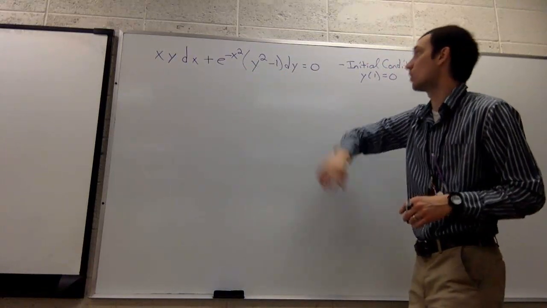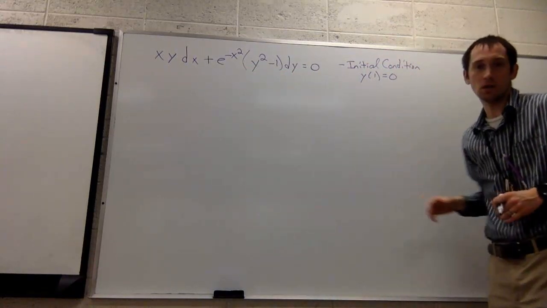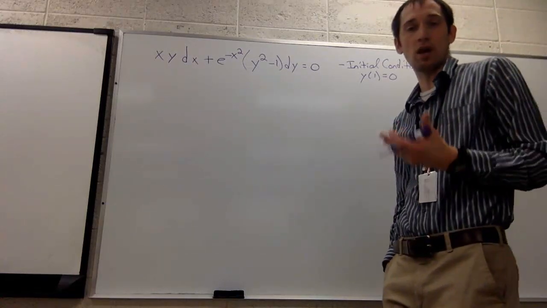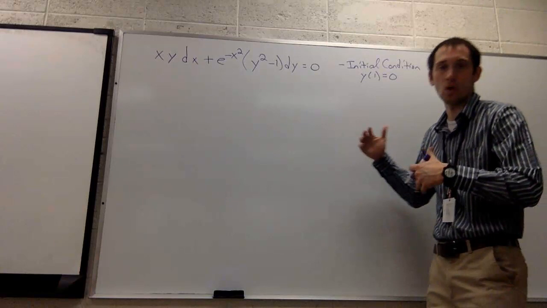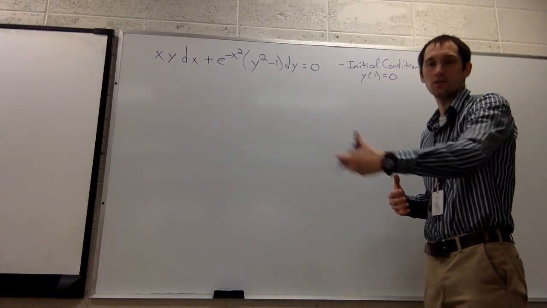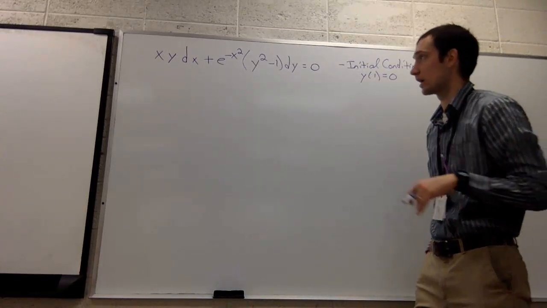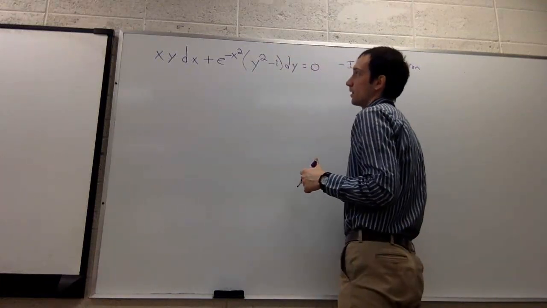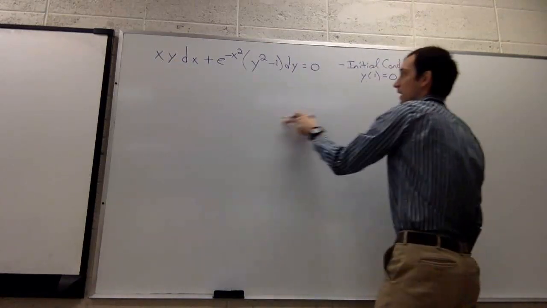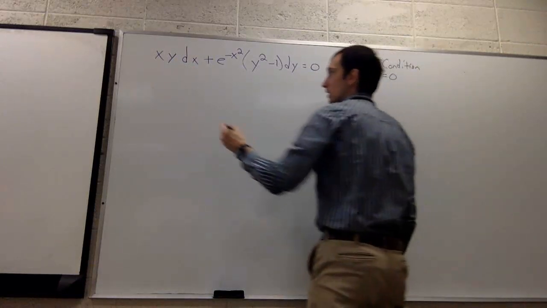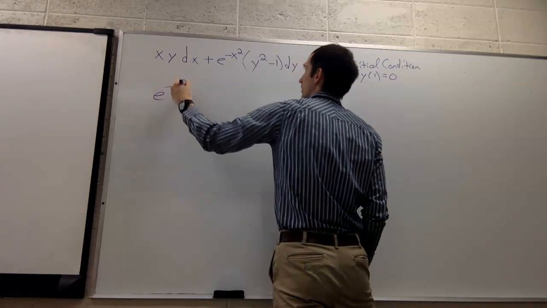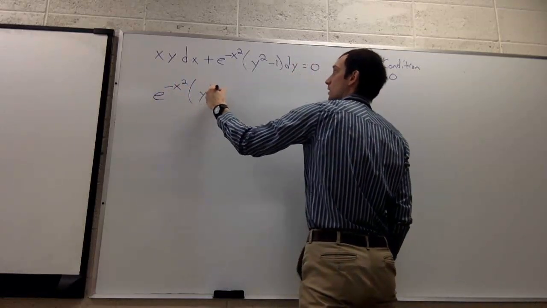So here we have this big mess, xy dx plus e to the negative x squared times y squared minus 1 times dy equals 0, and the first step in solving a differential equation is to try to separate out the variables. Get all your y things together on the left side and all your x things together on the right side. So to make that happen, I'm going to subtract the xy dx over to the right side. And that way I'll have my dx over there, and that'll need to be where it ends up anyway.